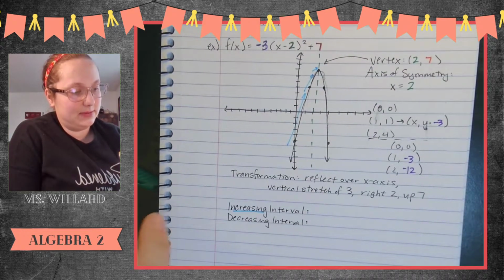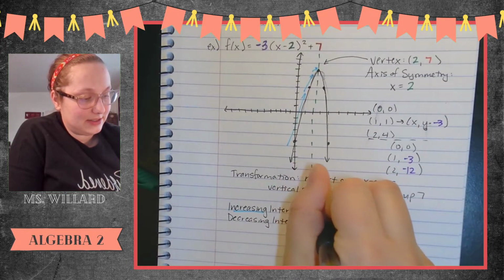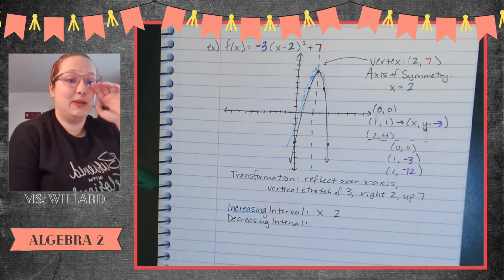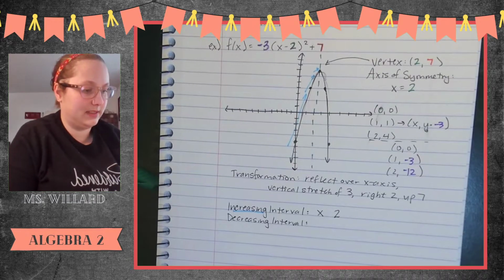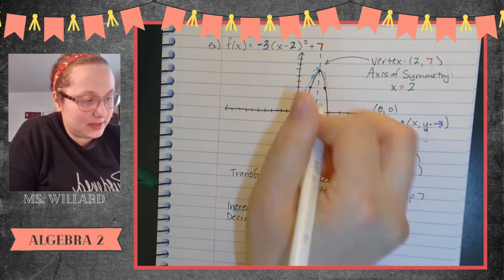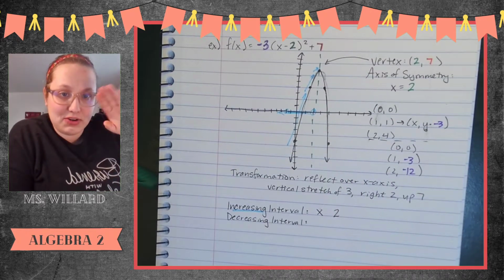Now, it's going to be an interval, so it's going to be x is something with the 2. Because it's all the way up until that 2, it's everything that's less than 2. Here's where 2 is, right? It's everything that's less than 2 when it's increasing.